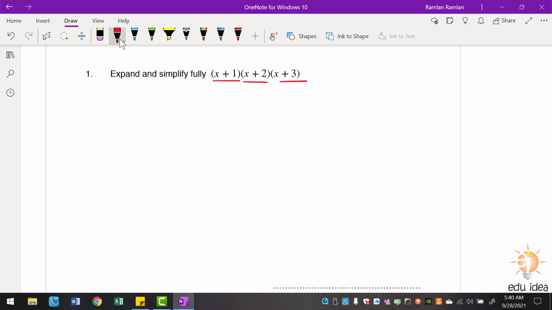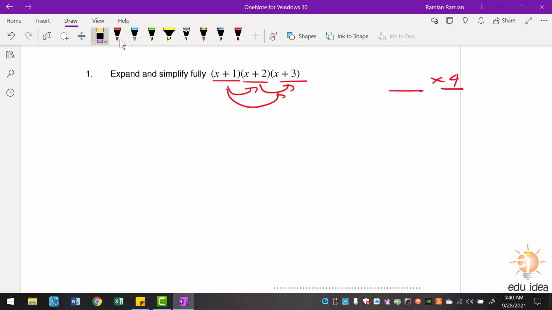So you can multiply this with this first, or this one with this first, or this one with this first. It's up to you. It's the same thing like if I have 2 times 3 times 4. We can do this one first and then multiply with this, or we can multiply this first and then multiply with this. You'll get the same answer.